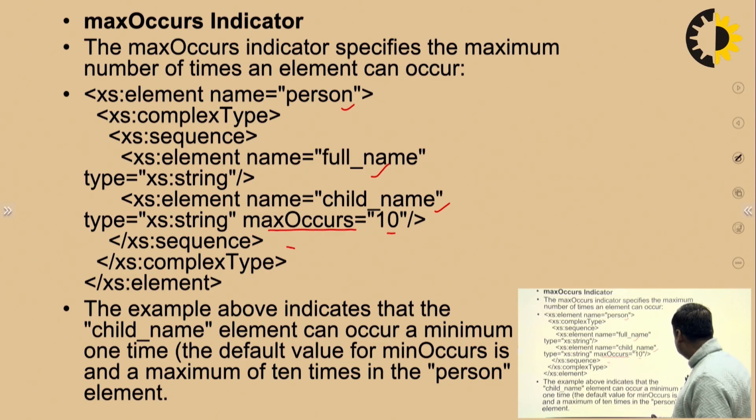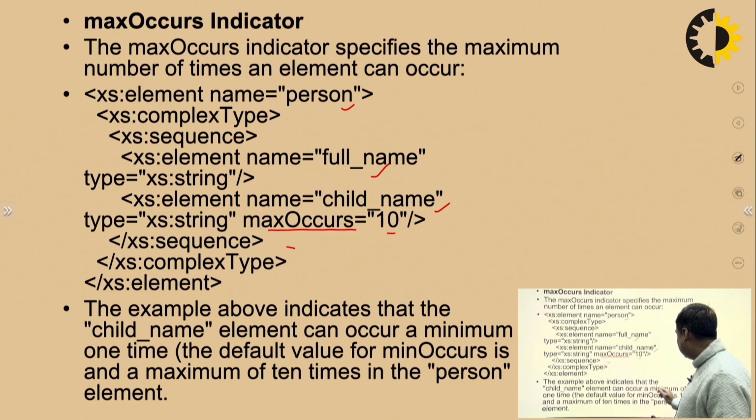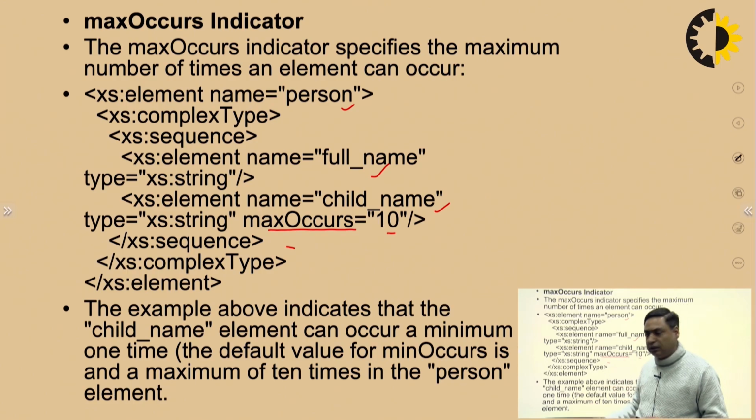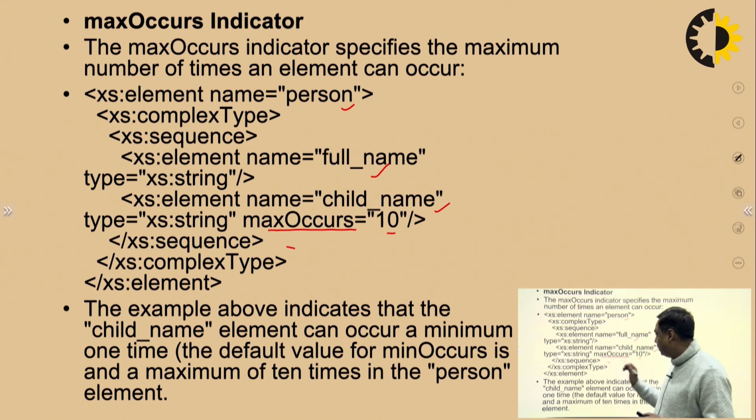So, this is the explanation. The example above indicates that the child name element can occur a minimum of one time because it is the default value, and a maximum of 10 times in the person element because we have set max occurs equal to 10.